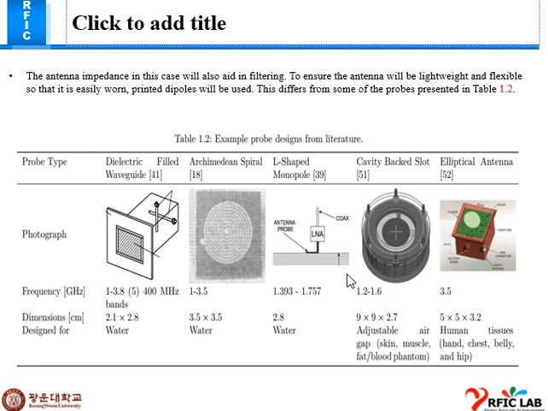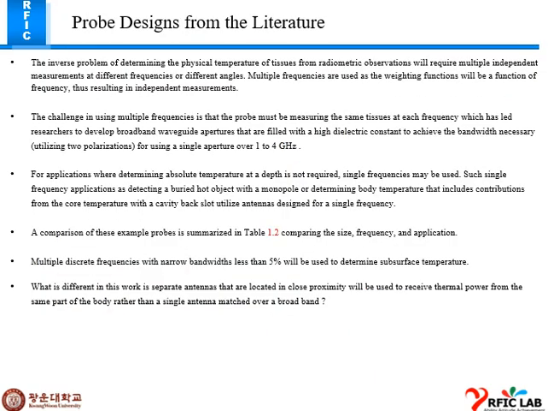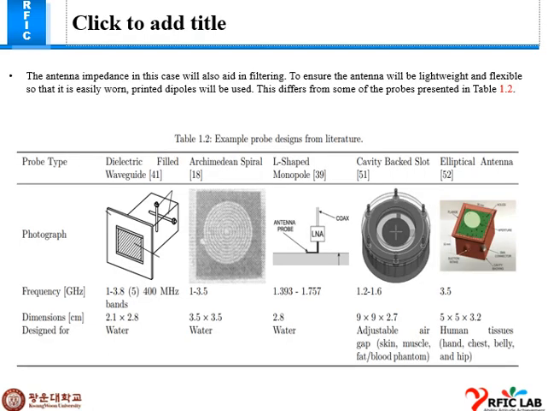As I said in the previous slide, that was a comparison between size, frequency, and application. You can see in this picture the probe design from the literature. This is the application, this is the size, and the application is photograph, dielectric waveguide, Archimedes spiral, L-shaped monopole, cavity-backed slot, and apical antenna.